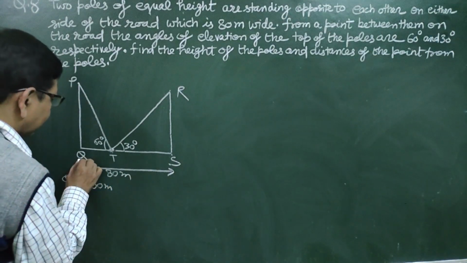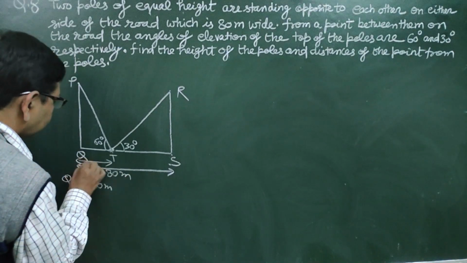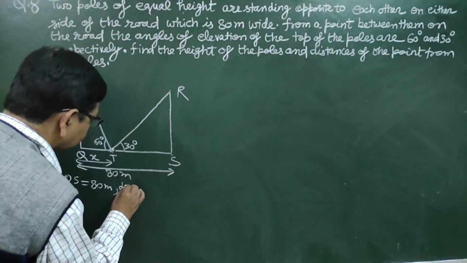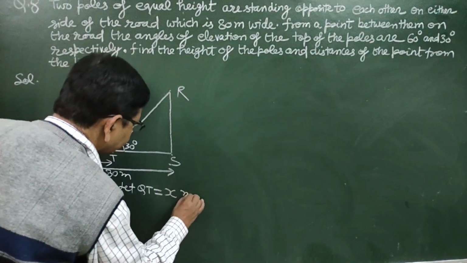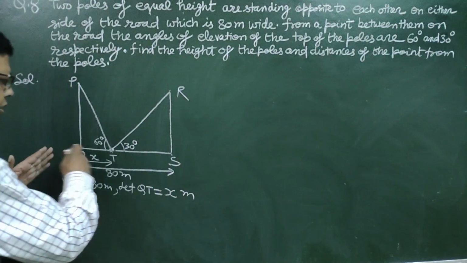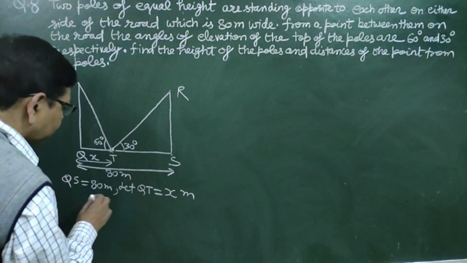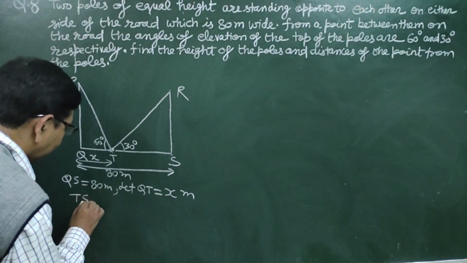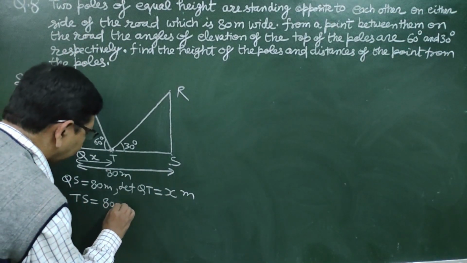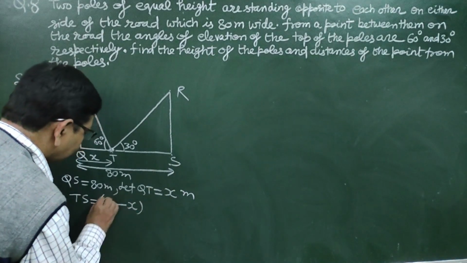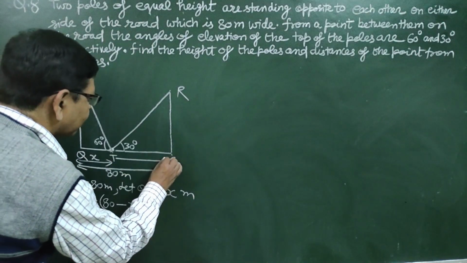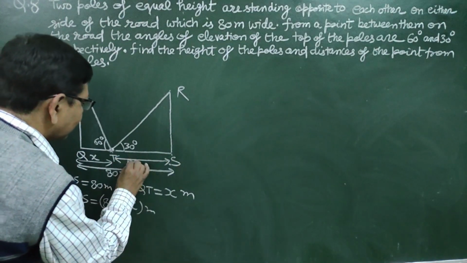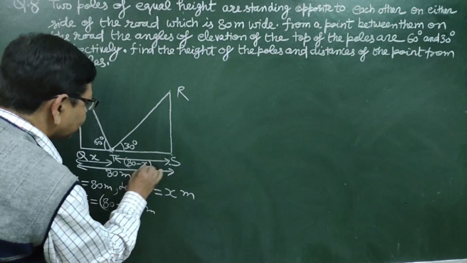Let one of the distances, QT, be x meters. Now if QT is equal to x and the whole distance is 80 meters, then TS will be equal to the whole distance minus x, that is 80 minus x meters. So this distance from point T to point S is 80 minus x meters.